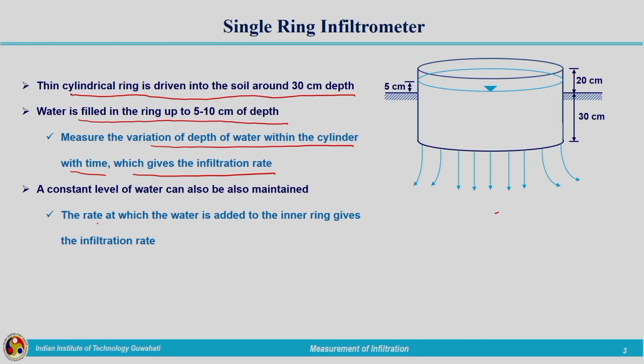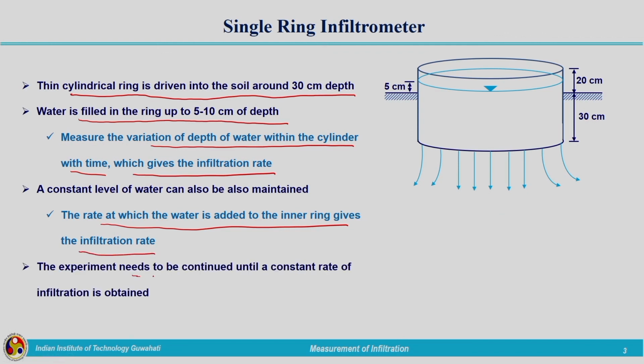In the case of constant level, the rate at which the water is added to the inner ring is measured, and that will give us the infiltration rate. And the experiment needs to be continued until a constant infiltration rate is obtained. Initially, the infiltration rate will be high because the soil will be considerably dry. In such cases, water will be infiltrating at a higher rate initially, so the quantity of water required will be very high.